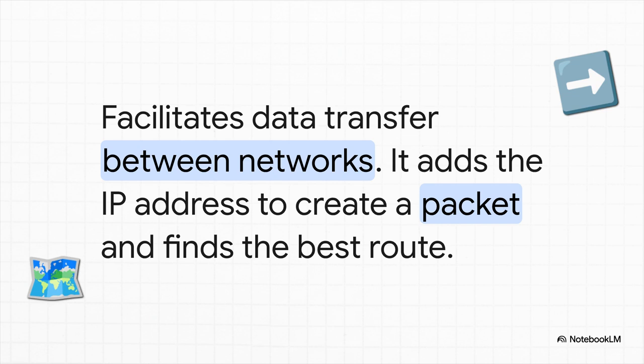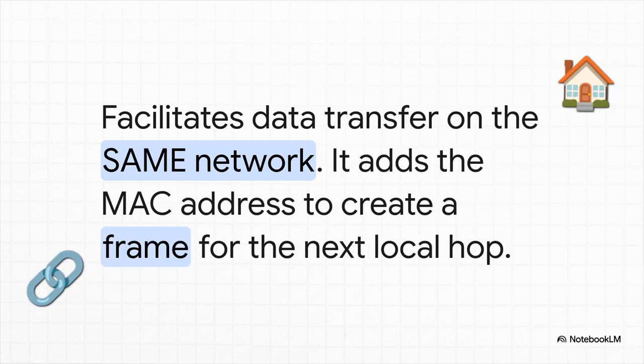This layer acts as the master navigator, using that IP address to calculate the best and fastest route across the entire internet. And now for layer 2, the data link layer. This layer is focused only on the very next step of the journey. It wraps the packet in what's called a frame and adds the physical MAC address of the next device it needs to talk to, like your computer sending it to your home router.